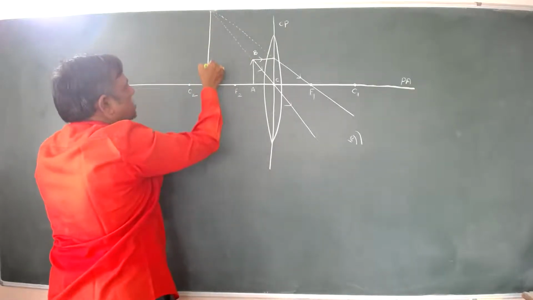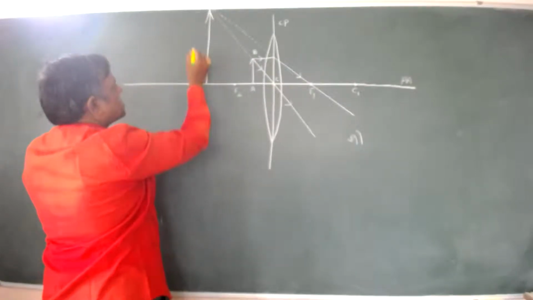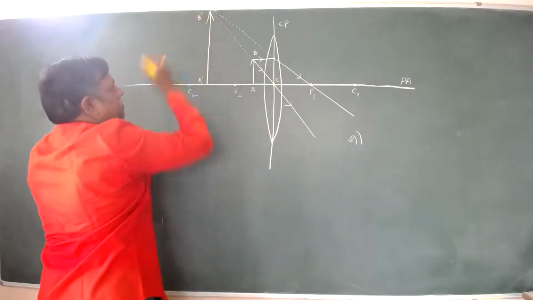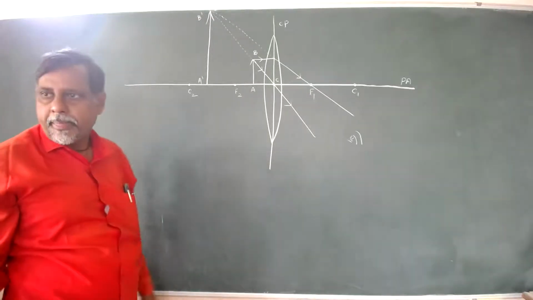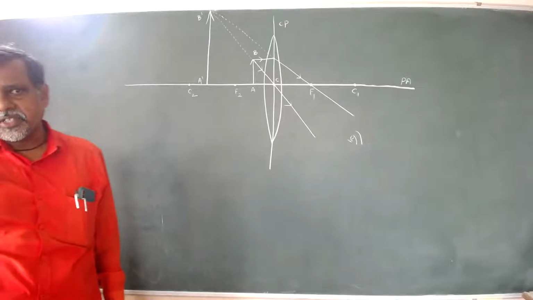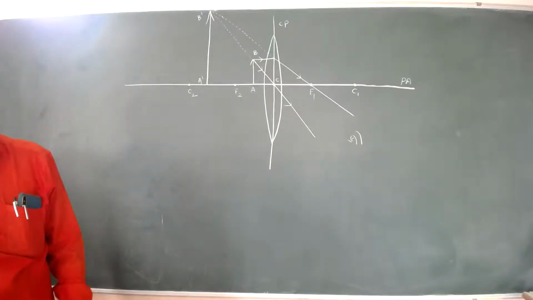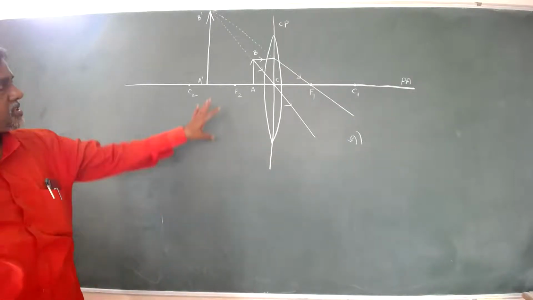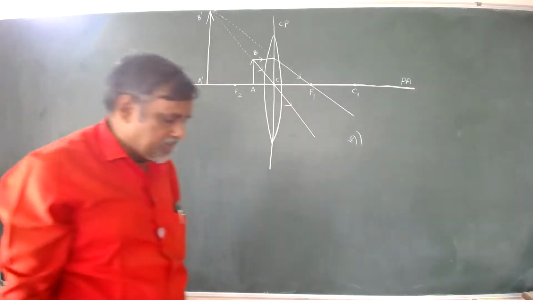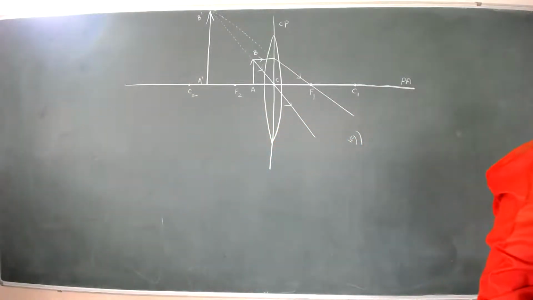So here the image of the object will be formed. This is the image which is A dash and B dash. What kind of image is it? That is a virtual image, magnified image. This is the ray diagram for this situation.